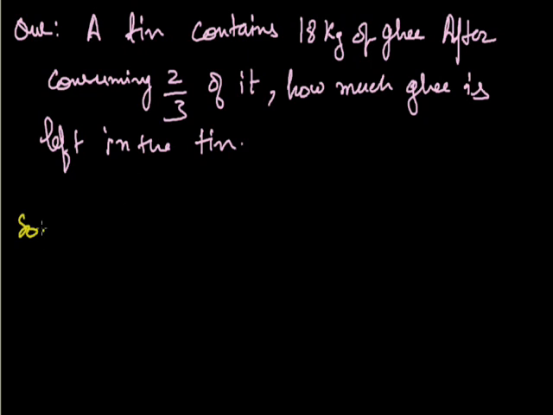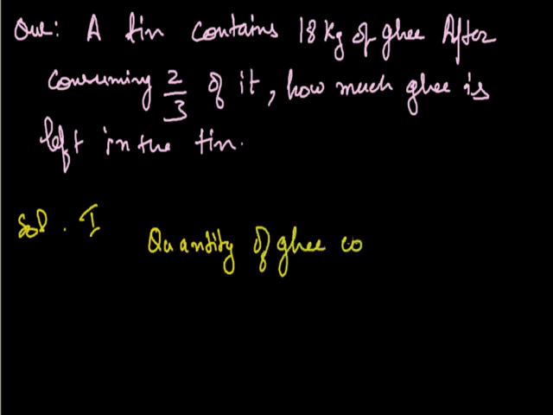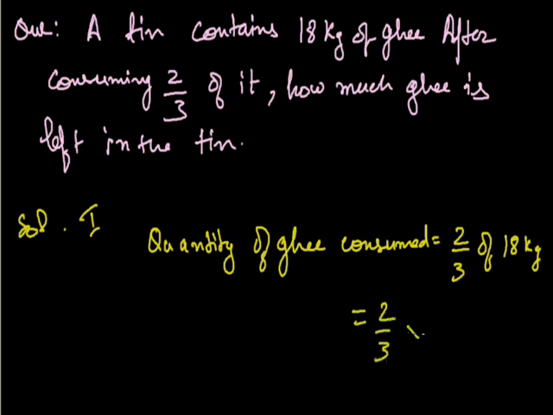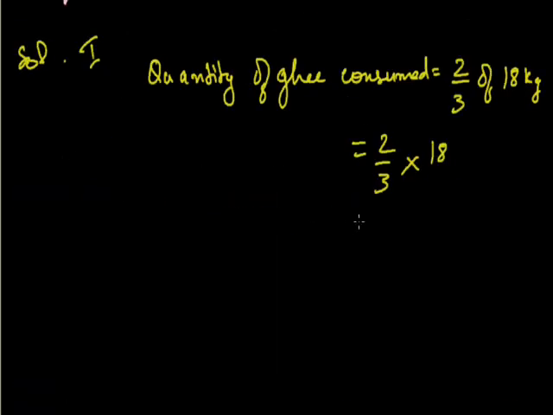So we can do this question in two ways. The first method is, we know that 2/3 of the ghee has been consumed. So we will find out the quantity of ghee which has been consumed. So the quantity of ghee consumed will be equal to 2/3 of 18 kg. That will be equal to 2/3 into 18. Of means multiplication. So it will be equal to 12 kg.